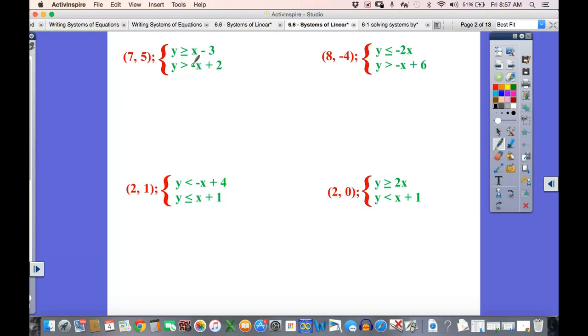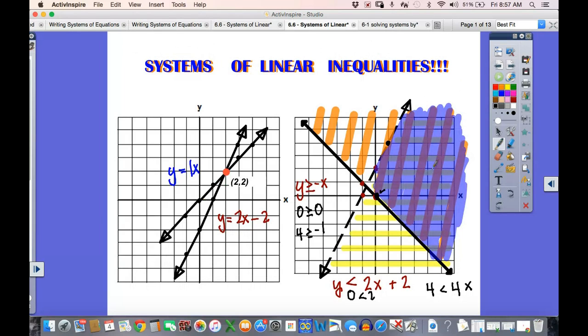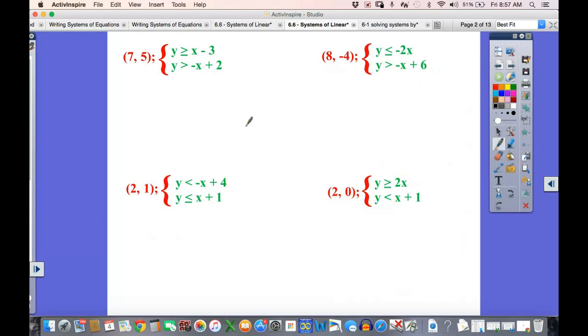Don't just listen to me. Connect with me. Connect with what I'm just saying. So it's basically saying, is (7, 5) in the shaded region? Of course, these are not the equations of those lines, inequalities, sorry. That's what we're asking. So what do we do? We plug in. This is x, this is y. We plug them in.